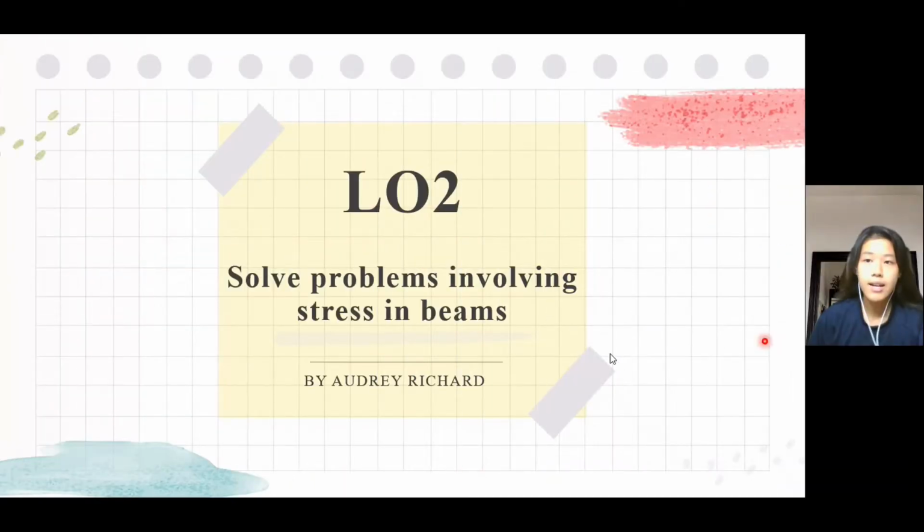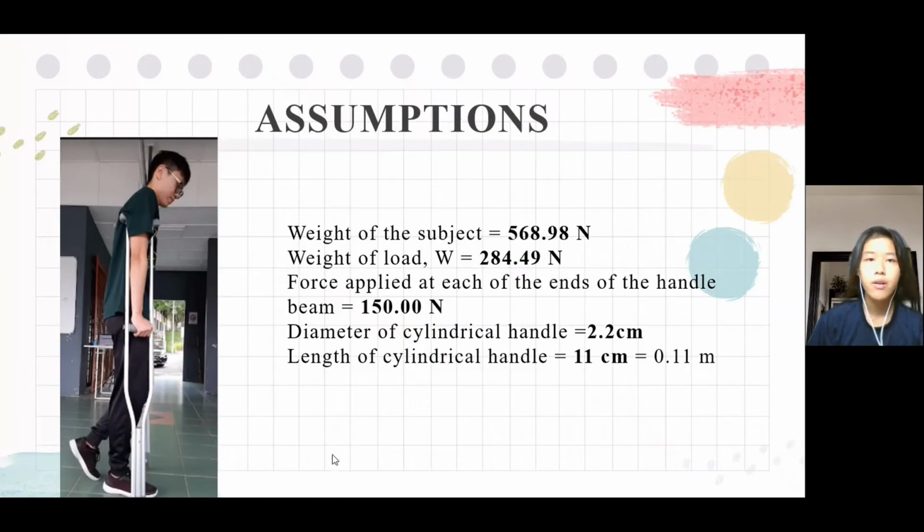Thank you. Hi, I'm Audrey, going to explain Learning Outcome 2, to solve problems involving stress in beams. For assumptions, the subject's weight is 568.98 Newton after converting from kg by multiplying by 9.81. Since he uses a pair of crutches, assuming the weight is supported equally by both crutches, each crutch supports half the weight, which is 284.49 Newton. We also assume that the handle of the crutches is a cylindrical beam placed in a horizontal plane with a diameter of 2.2 cm and a length of 11 cm.